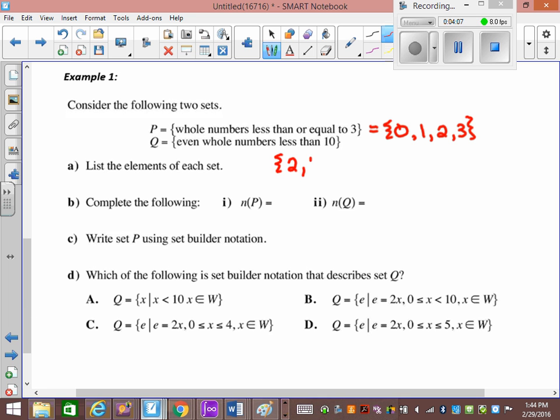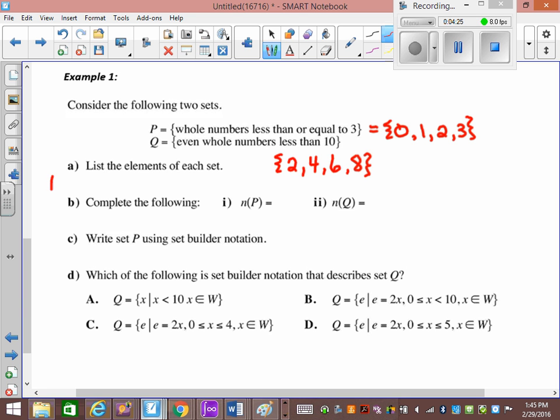2, 4, 6, 8. 0 is not really even or odd, it's just neutral. And it's less than 10, so we don't include 10, even though 10 is an even number, right? Because it doesn't say less than or equal to 10. So list the elements in each set.